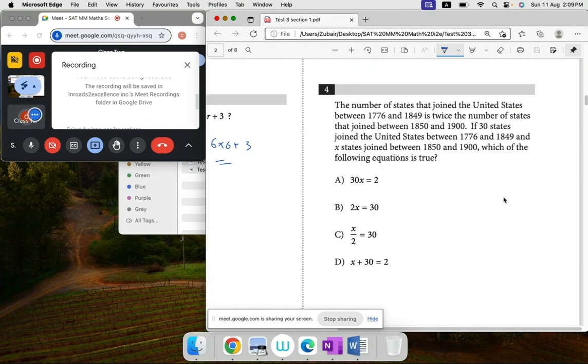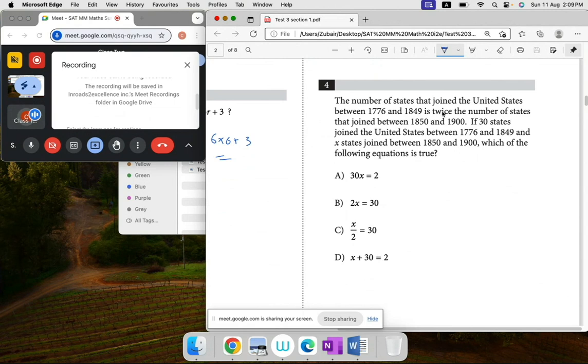And this is question number 4. The number of states that joined the United States between 1776 and 1849 is twice the number of states that joined between 1850 and 1900. If 30 states joined between these, if these are 30, so these should be 15, and x states joined between these two, which of the following equations is true? So 2x is equal to 30.